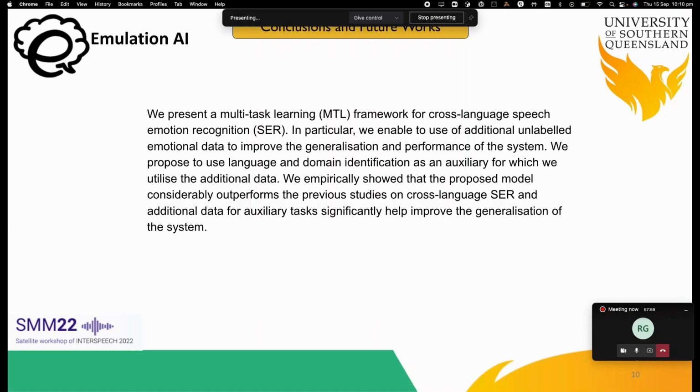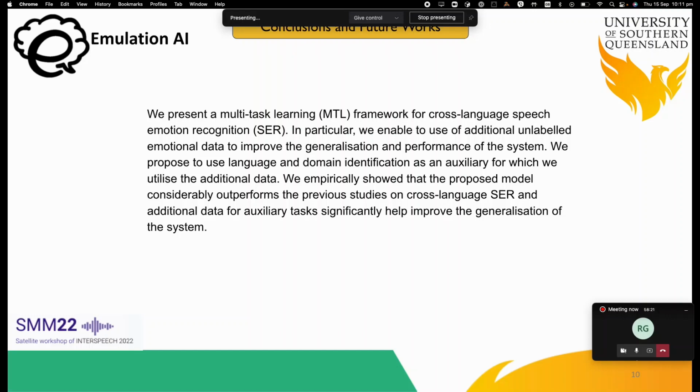These findings generalize to other audio related tasks, maybe depression detection, where we can utilize additional data, maybe from emotion or from a speech recognition task, and then inject it in the system to improve the generalization of the system, and that is going to help us improve the performance.